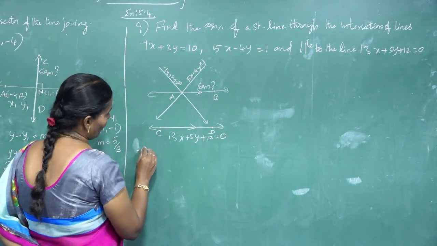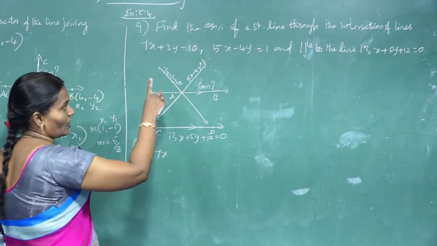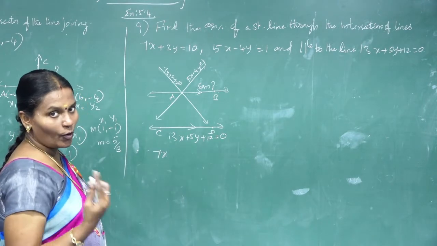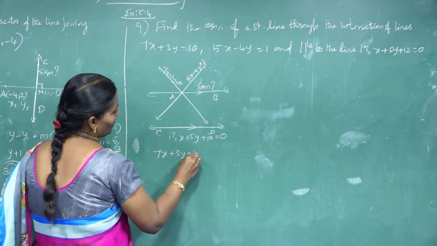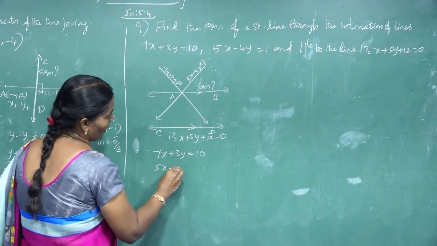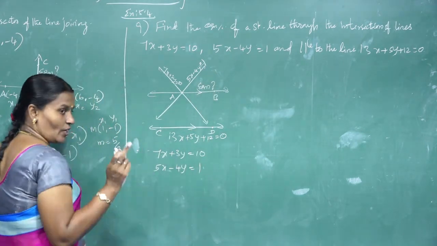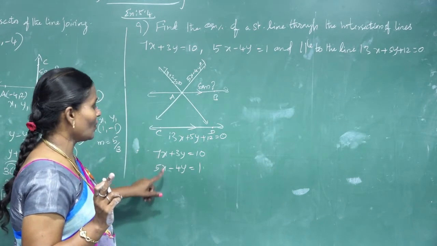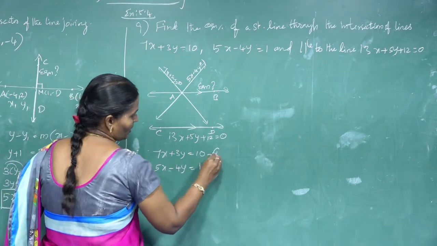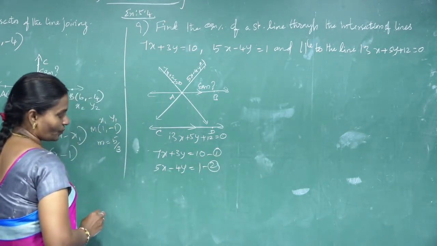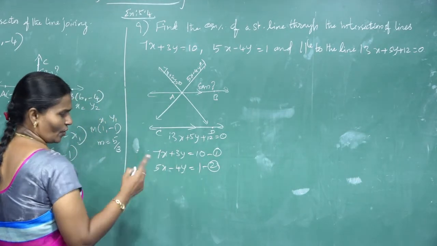Now see, how do you find the point of intersection? First you take the two equations and solve them. You get one point. That is the point of intersection. 7x plus 3y is equal to 10. 5x minus 4y is equal to 1. So you know already how to solve these two equations by the elimination method. You consider this equation 1, this is equation 2. Here the coefficient of y is not the same. The x coefficients are also not the same.